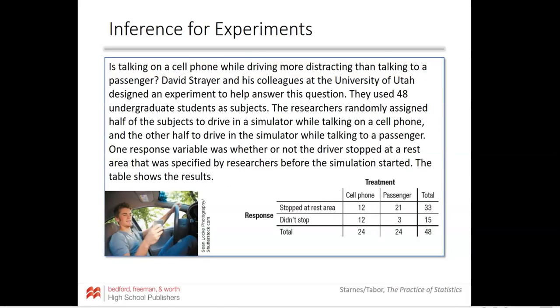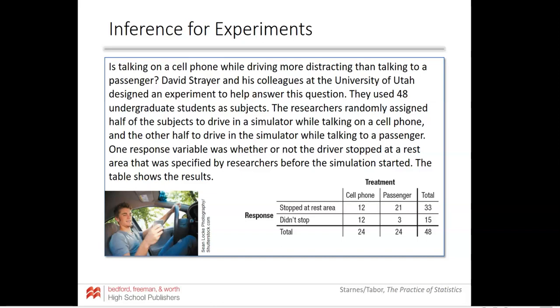So I think this was an example in the book, if you do the reading. Is talking on a cell phone while driving more distracting than talking to a passenger? That's actually an interesting question. So they designed an experiment. They used 48 undergraduate students as subjects. The researchers randomly assigned half the subjects to drive in a simulator while talking on a cell phone. The other half had to drive in a simulator while talking to a passenger.